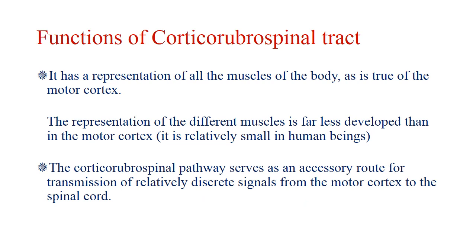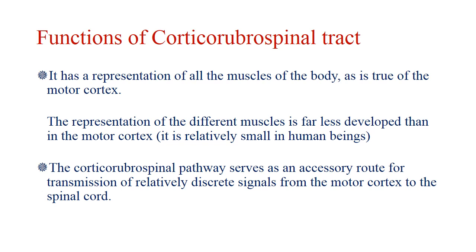Now, we will ask ourselves, what is the function of the red nucleus or the corticorubrospinal tract in general? First of all, the red nucleus has an anatomical topographical representation of different muscles in the body, like that of the motor cortex. Just as we took the motor cortex, which has a representation, we also have representation for different muscles in the body inside the red nucleus. But the red nucleus is relatively small, so it will be less well developed. It will not be like the representation found in the motor cortex.